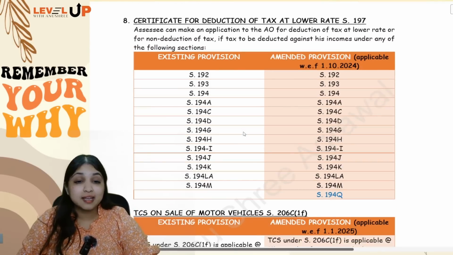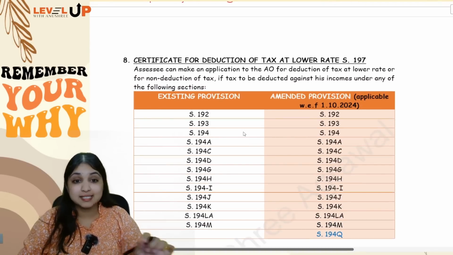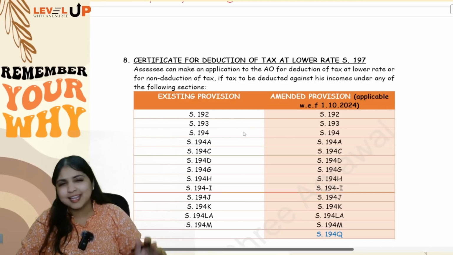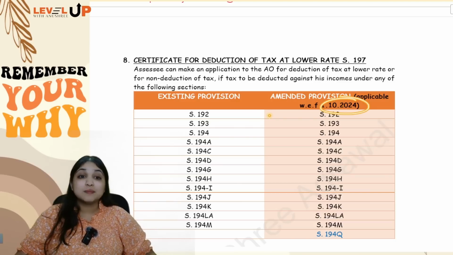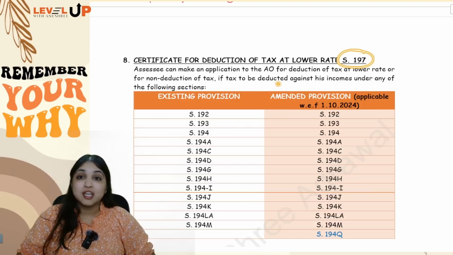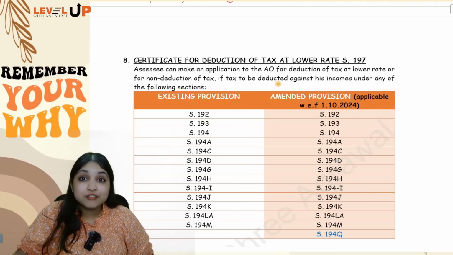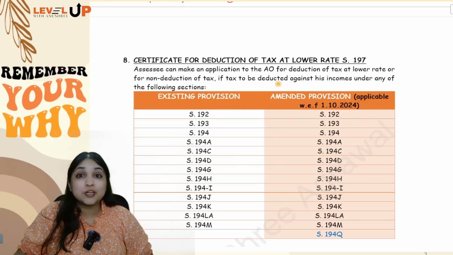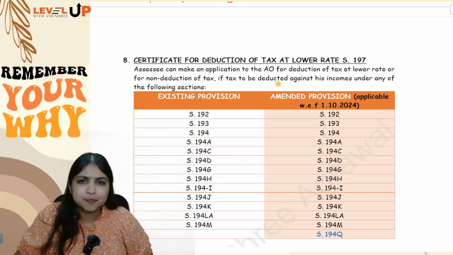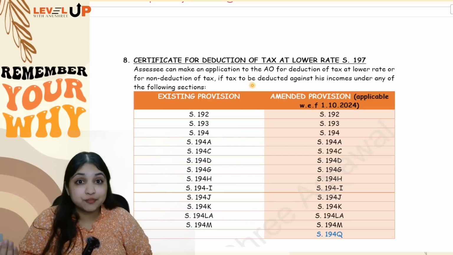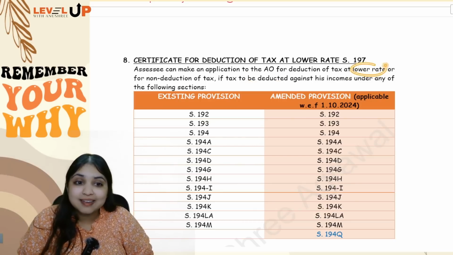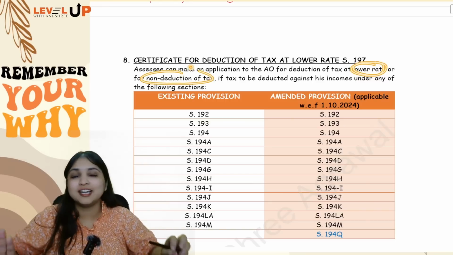Okay. Then comes my next amendment in section 197. Again, this amendment is applicable 1st October 2024 onwards. You must have learnt in section 197, we can apply to the assessing officer that, please don't deduct tax against my income, or please deduct tax at a lesser rate. We can get a certificate for deduction of tax at lower rate or for non-deduction of tax.